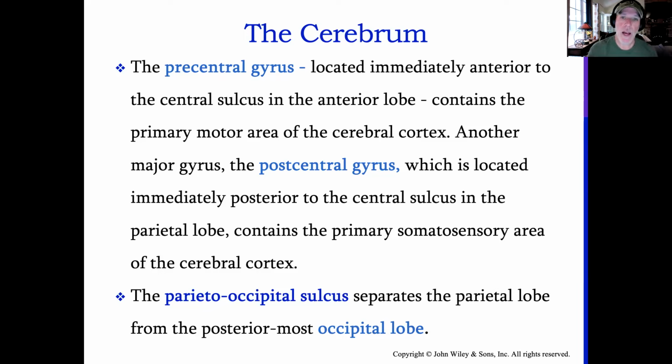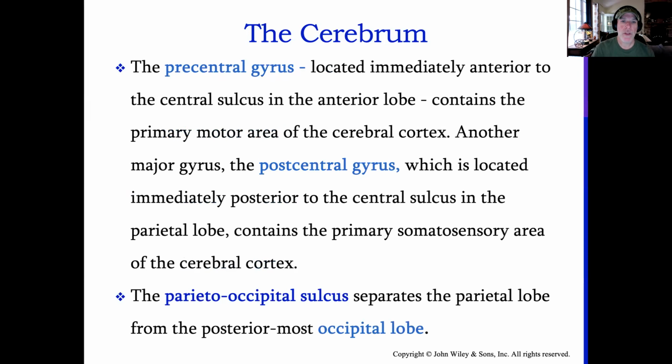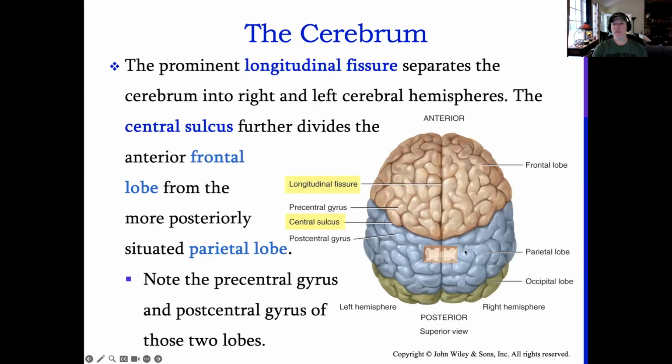So, the frontal lobe is going to be separated from the parietal lobes. It's going to be separated from the parietal lobe by a deep fold right here, a deep depression called the central sulcus.